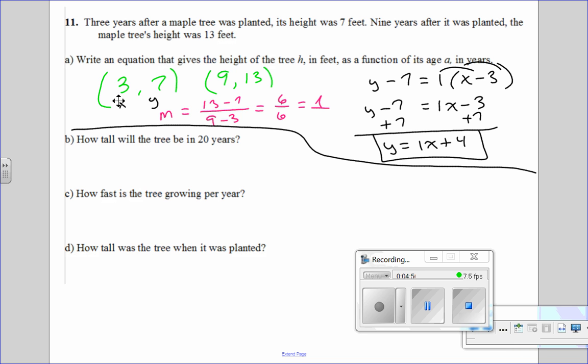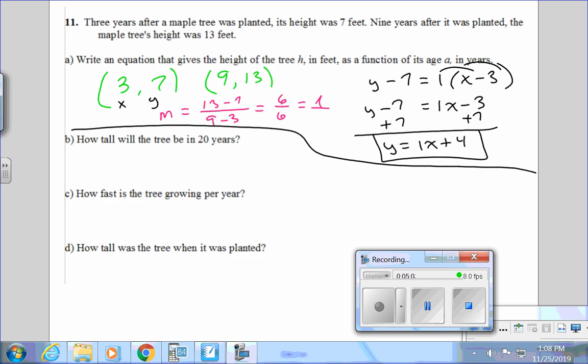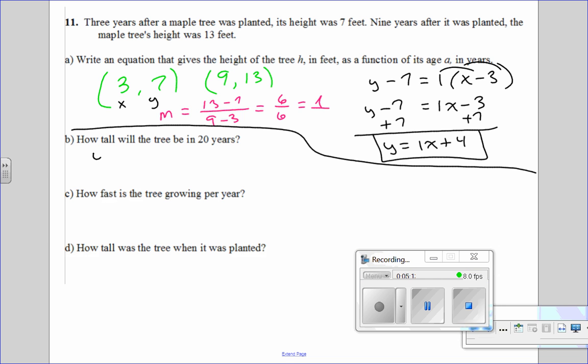Are we okay on that? Part B. How tall will the tree be in 20 years? How will I figure that one out? Plug the 20 into the x. Plug the 20 in for x. Ricky is a scholar, so the 20 goes in for x. Ends up being 24.